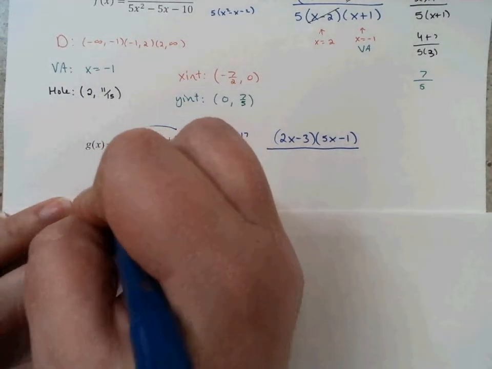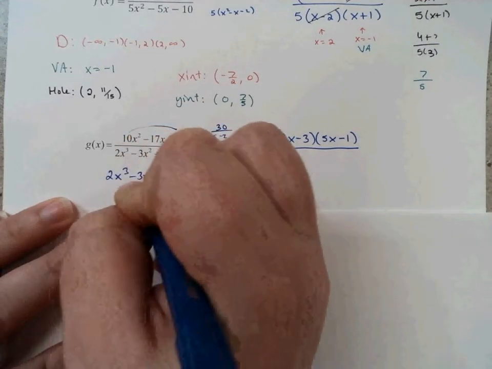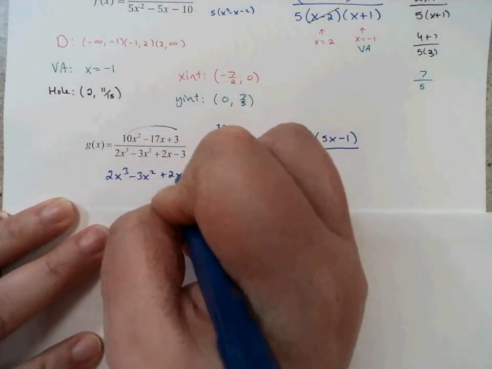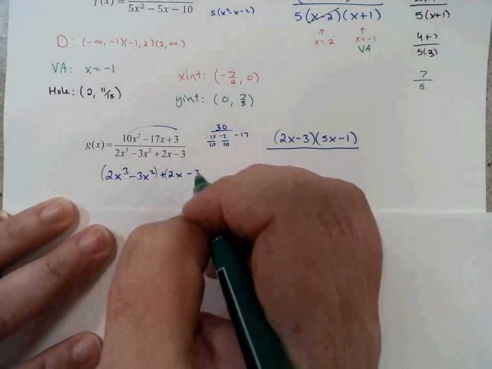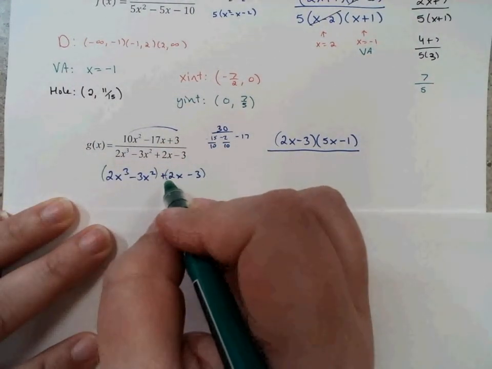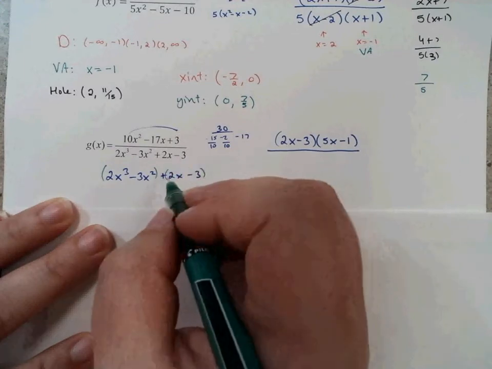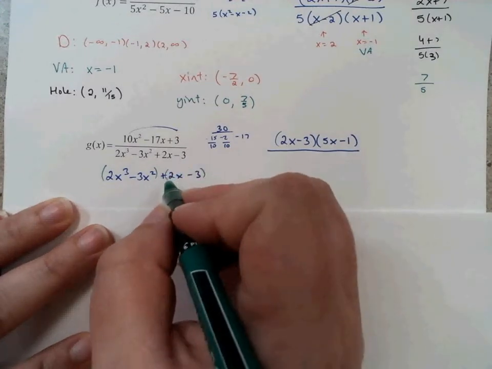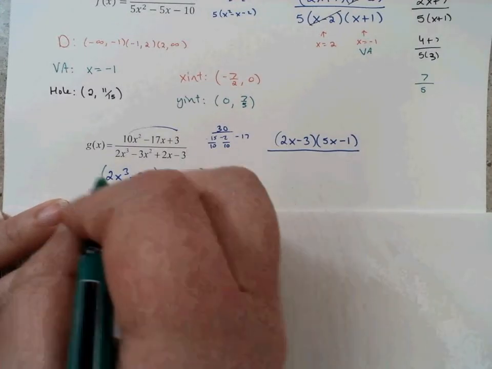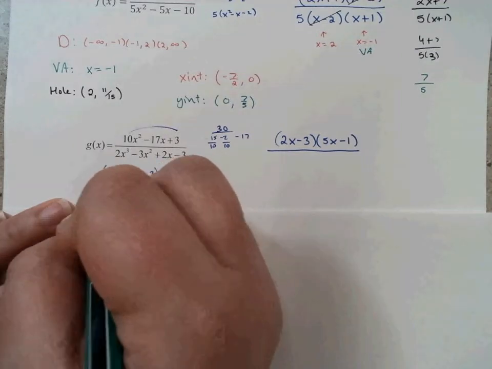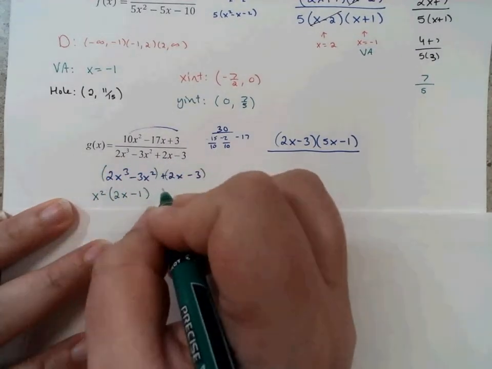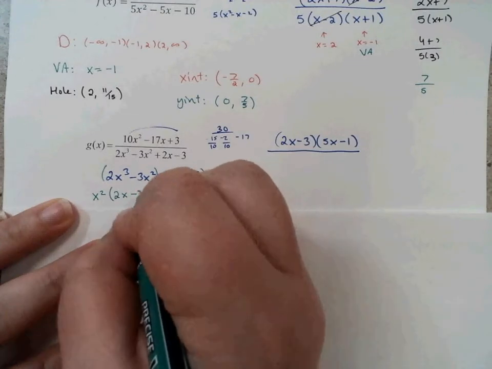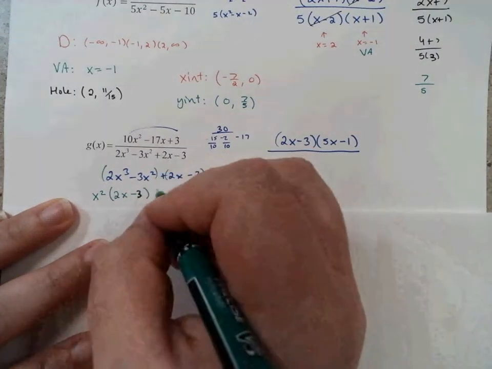So what we're going to do is factor by grouping. If it's a negative, you keep the negative with the 2, but with a plus you can leave it out. We're going to factor out the common factor, which is an x squared, and I'm left with 2x minus 3.